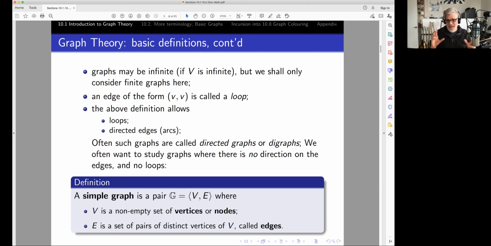but you see there's a slight clash between the previous definition and this one. So you have to say within the context, is this a simple graph or not? Okay.